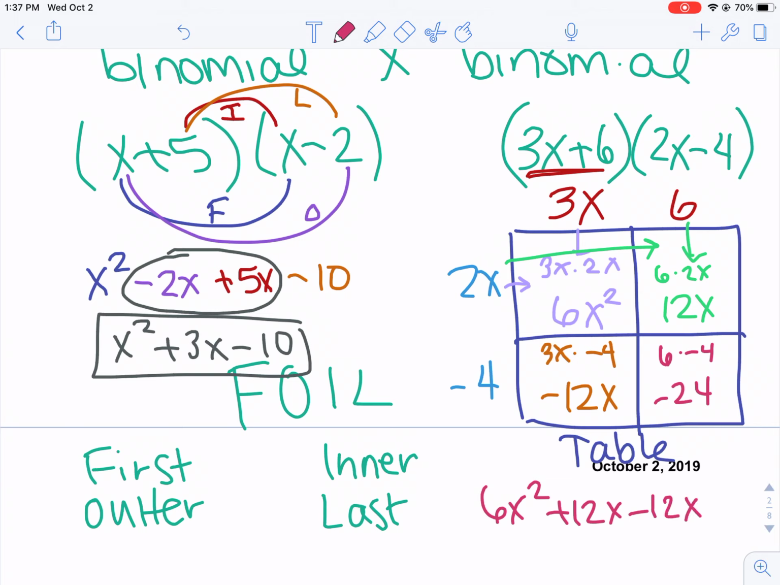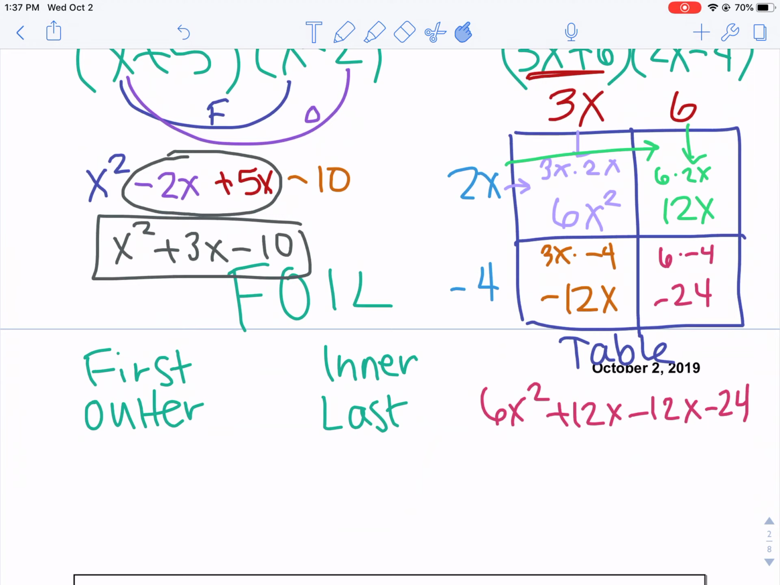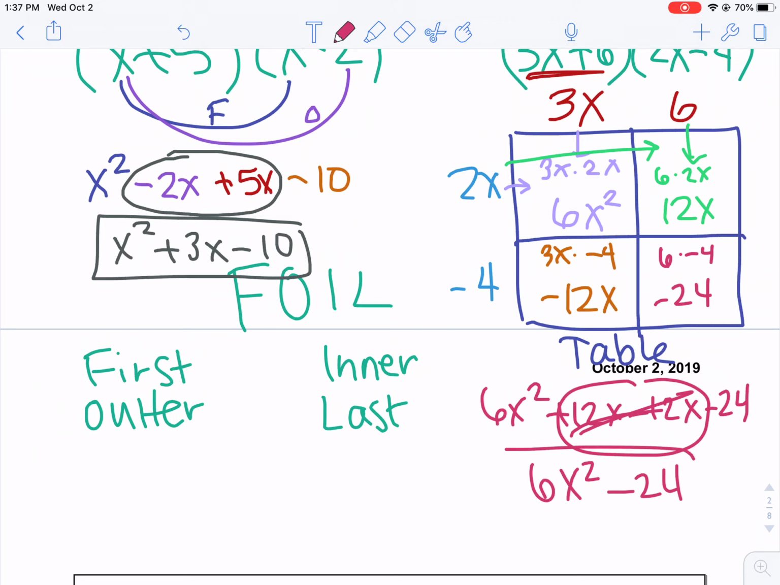Ooh, I think I did something wrong. Nope. Yes, I did. Nope, I did. This one just happened to work out weirdly. Well, 12x and the 6x, those just cancel and they give me nothing, so 6x squared minus 24, that's your answer, okay?